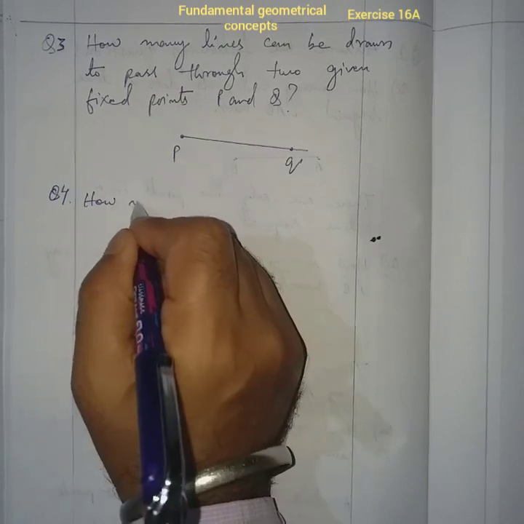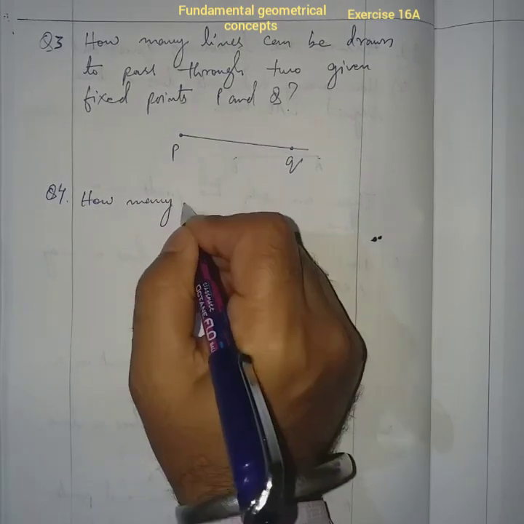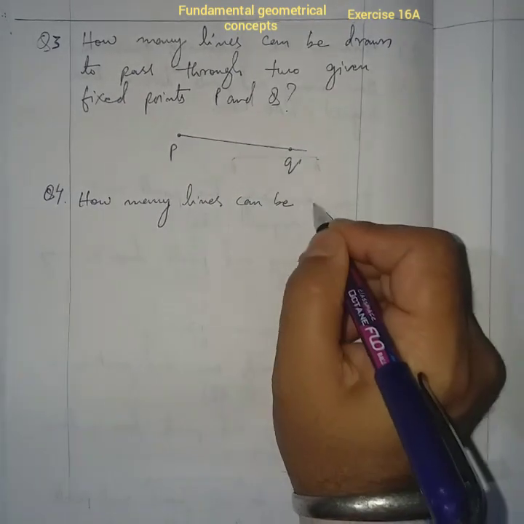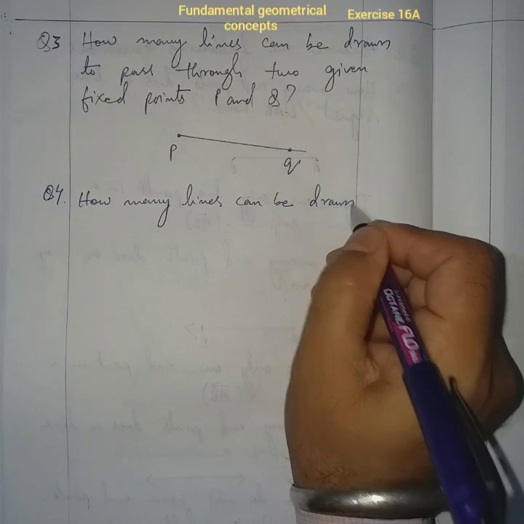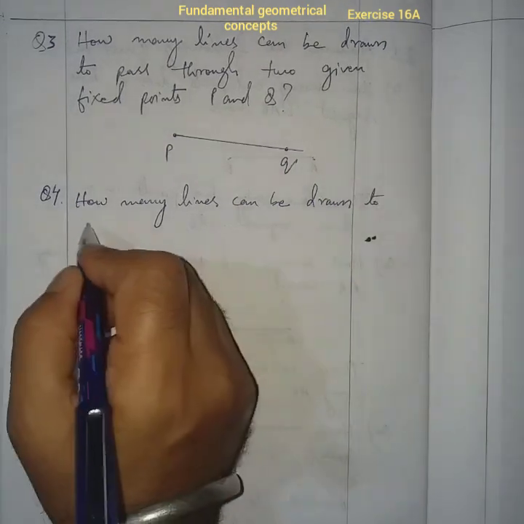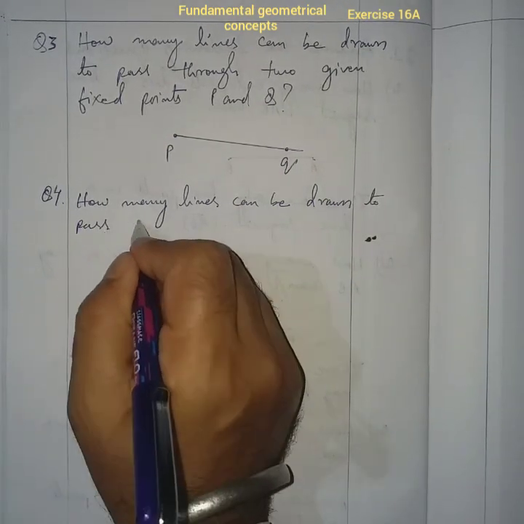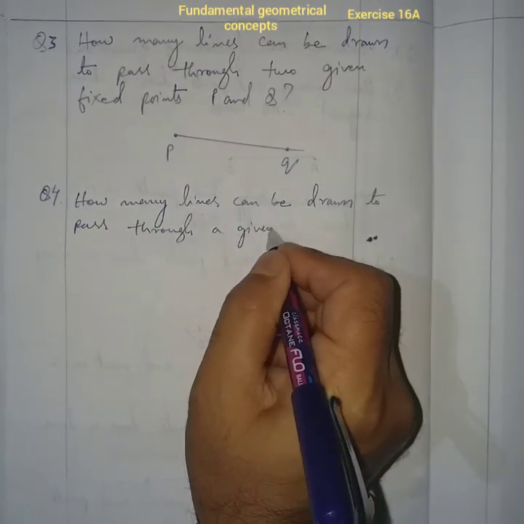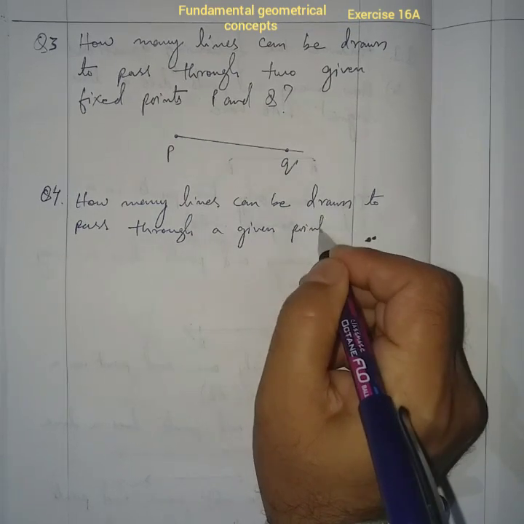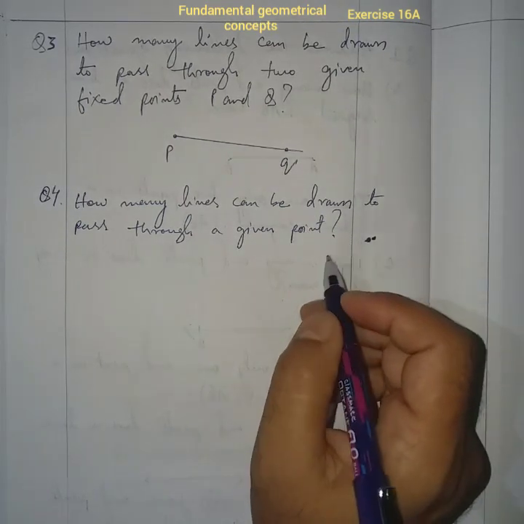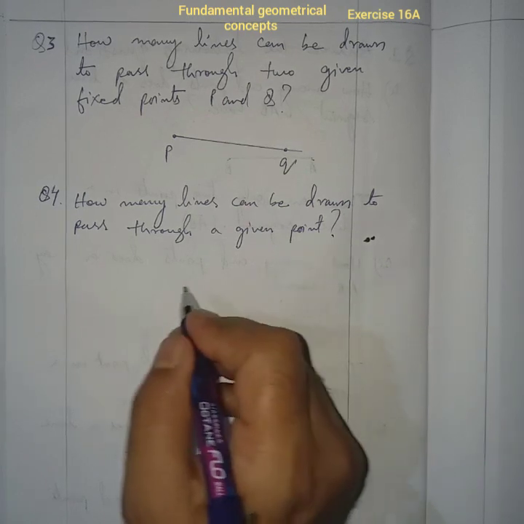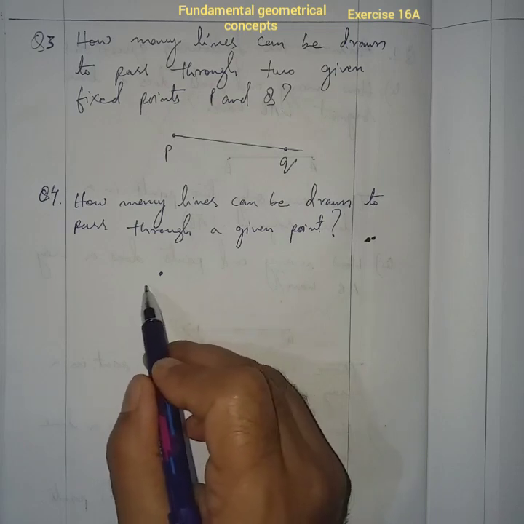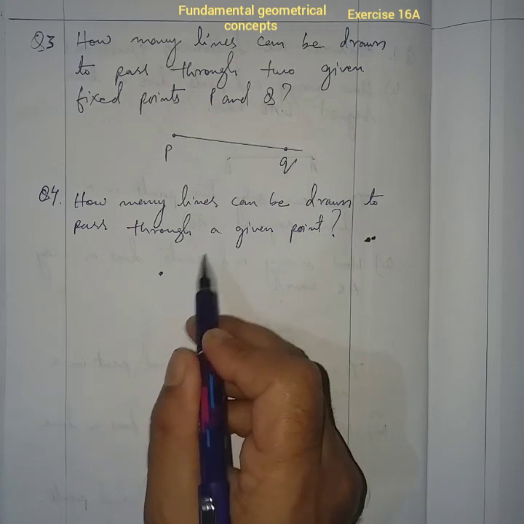Question number 4. How many lines can be drawn to pass through a given point? Okay, given point. So let us make one point here. Now just think how many lines can be drawn to pass through this point.